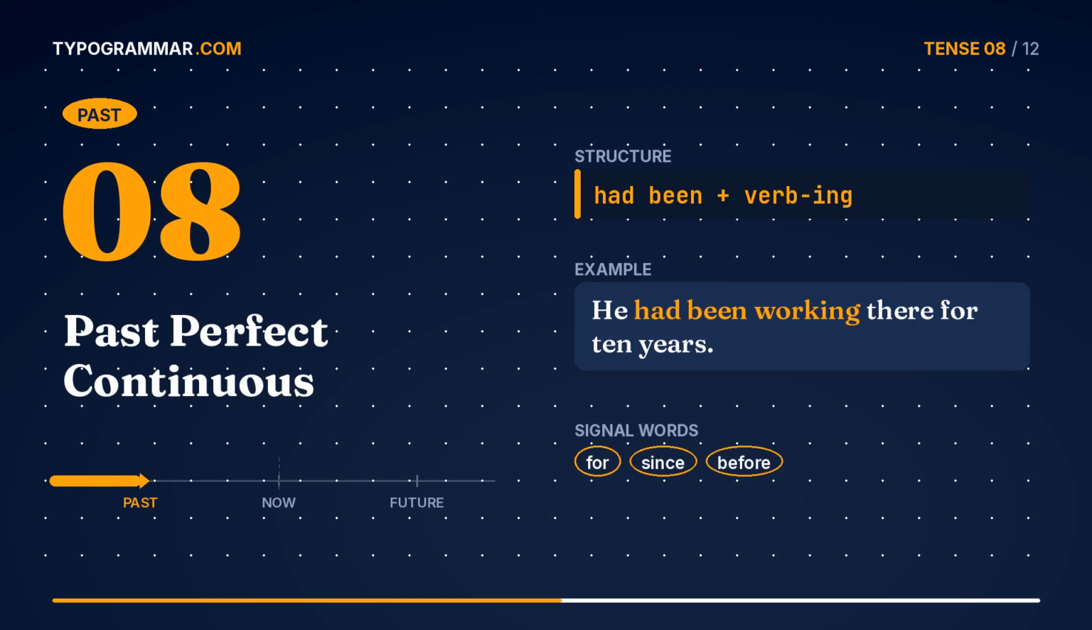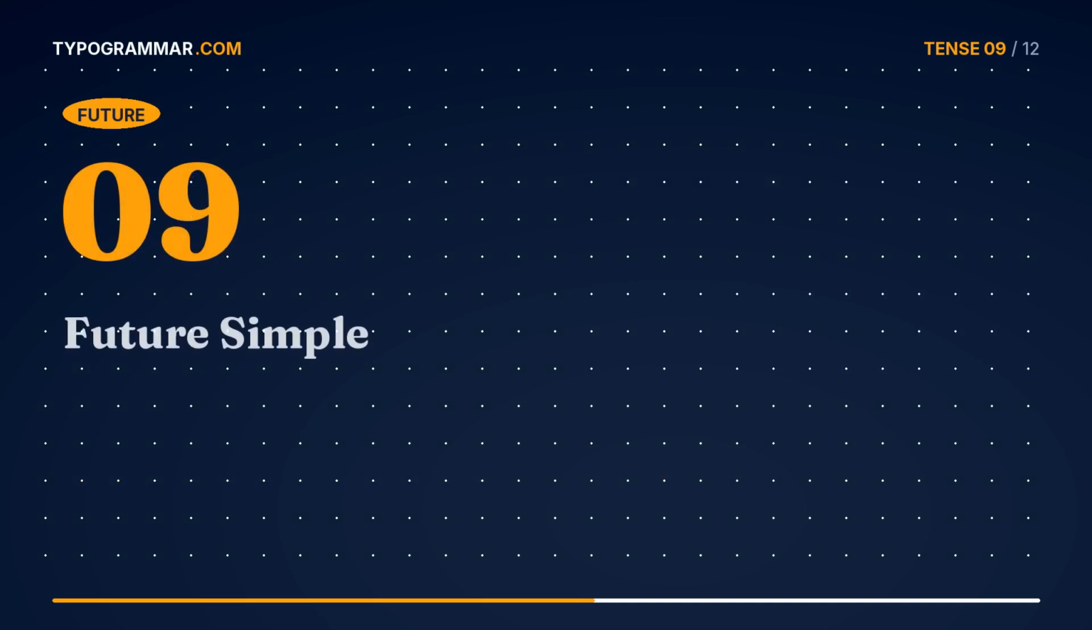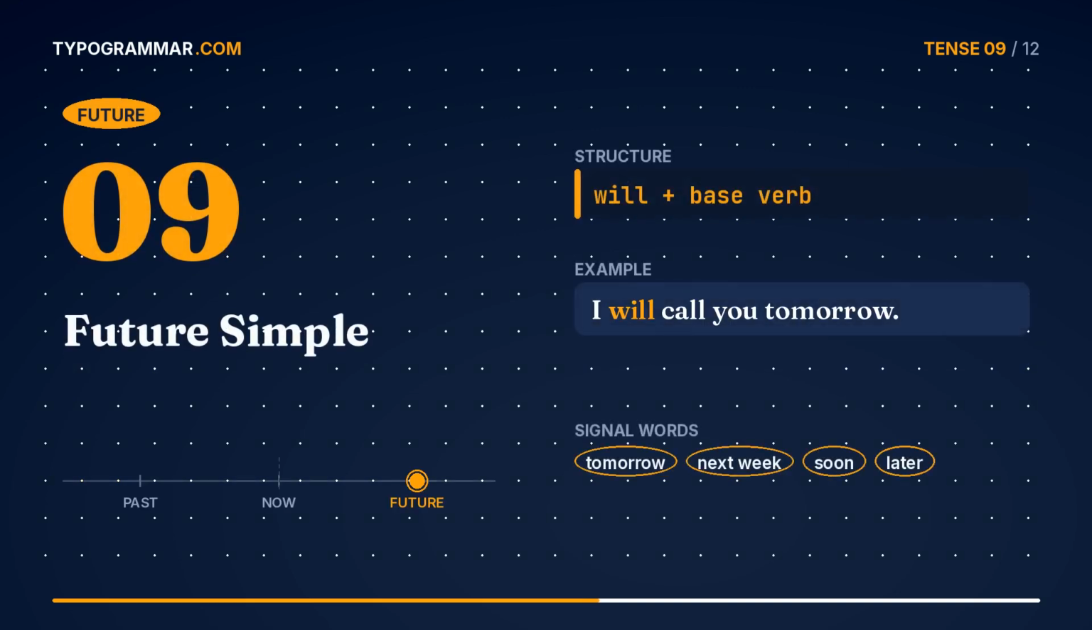It stresses the duration of an action that was ongoing before another moment in the past. The structure is had been, plus the verb with ing. For example, he had been working there for 10 years before he left. They had been waiting for an hour when the bus finally came. Signal words include for, since, and before. It highlights how long something continued in the past.